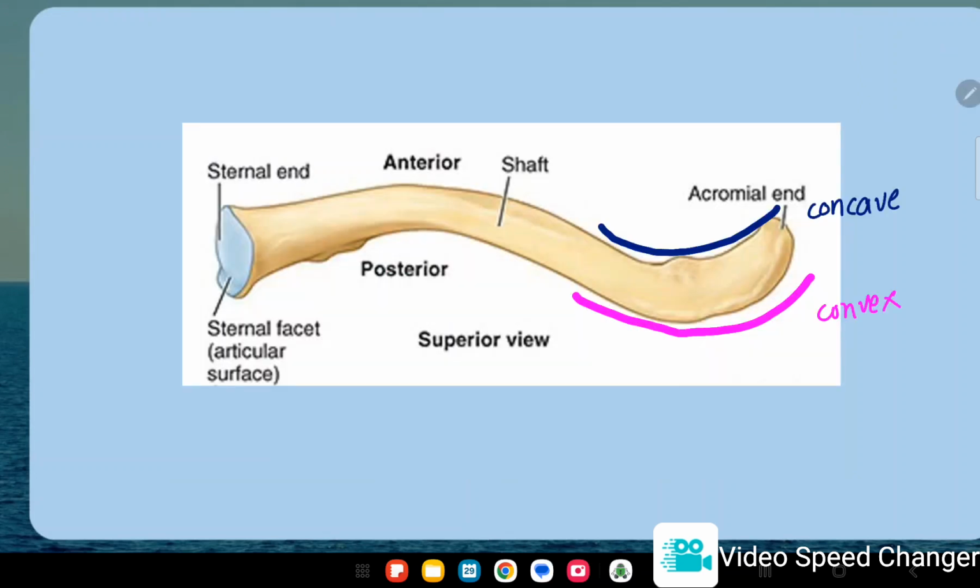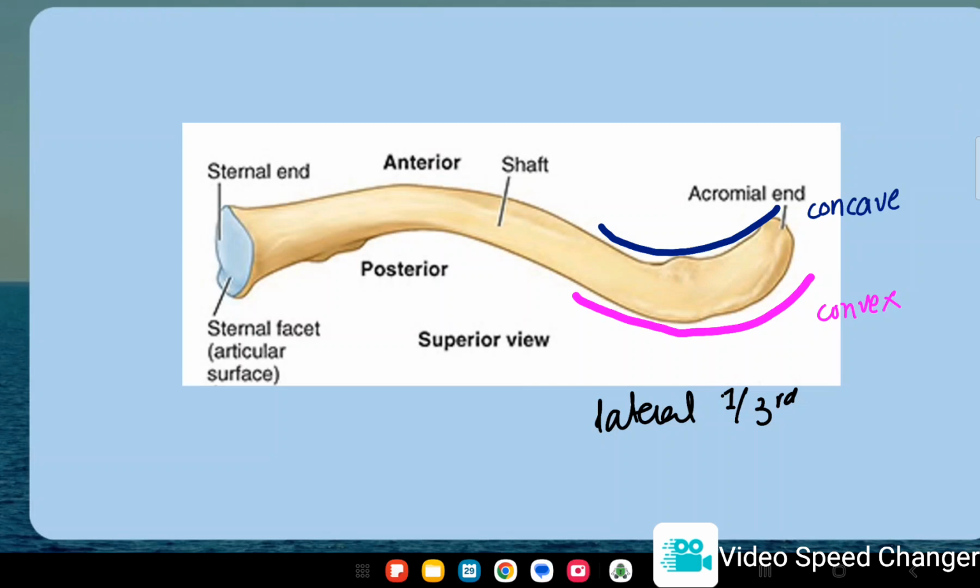Now we study the lateral one-third. You can see the lateral one-third is concave at the anterior border, concave at the front side, concave forward, right? And at the posterior border it is convex, or you can say convex backwards, right? Then it has a superior surface, which is smooth, and the inferior surface, which is rough. The inferior surface has two important landmarks.